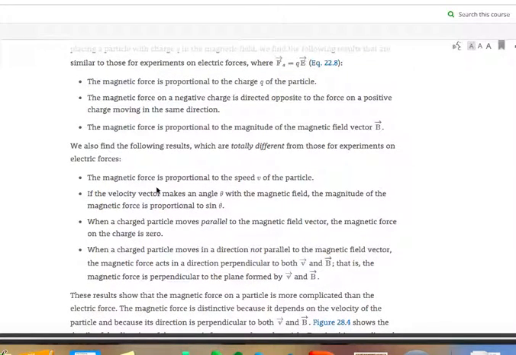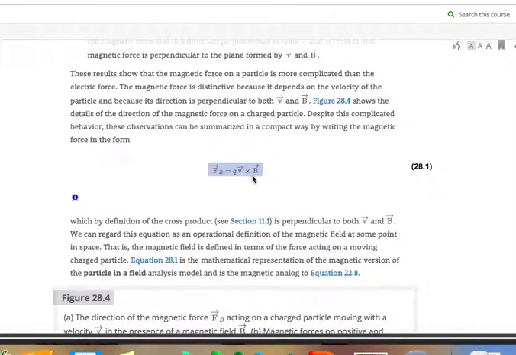The differences are that magnetic force will not act unless the charged particle is moving. And it has to be moving with some component of its motion perpendicular to the magnetic field. If it's all parallel, the magnetic force is 0.